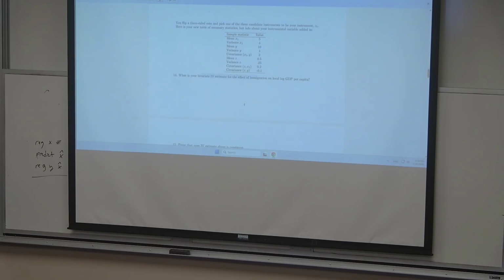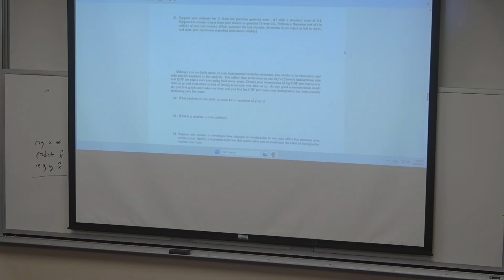What's your bivariate IV estimate for the effect of immigration on local log GDP per capita? Well, it's the covariance of Z and Y over the covariance of Z and X, right? Boom, right there. So that's going to be negative 0.1 over 0.2, which is negative 1/2. So that's what you got in question 14. Down here it says, suppose the standard error from your answer to question 14 were 0.5. Perform a Hausman test of the validity of your instruments.